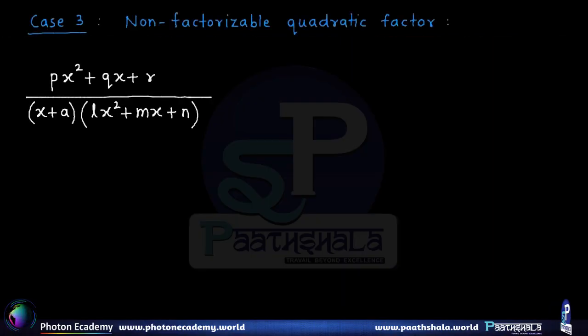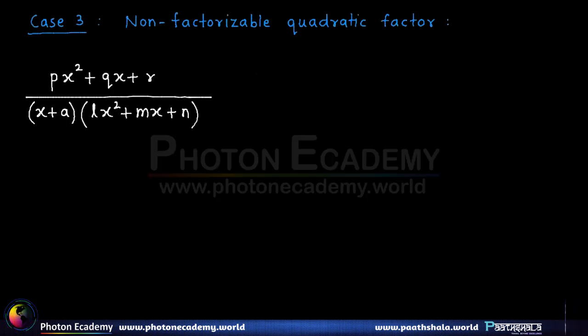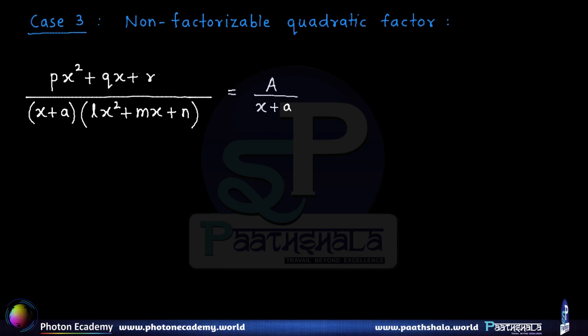Now let's see the last case in the partial fractions, in which in the denominator we may have some non-factorizable quadratic factor apart from the linear factors. So if that is the case, as shown in this example, suppose we have this particular type of function to be broken into partial fractions, then on the right hand side we write the first fraction as normal, that is A upon x plus a, which we have already seen, plus now since the second factor, which is lx square plus mx plus n, is not factorizable, right?